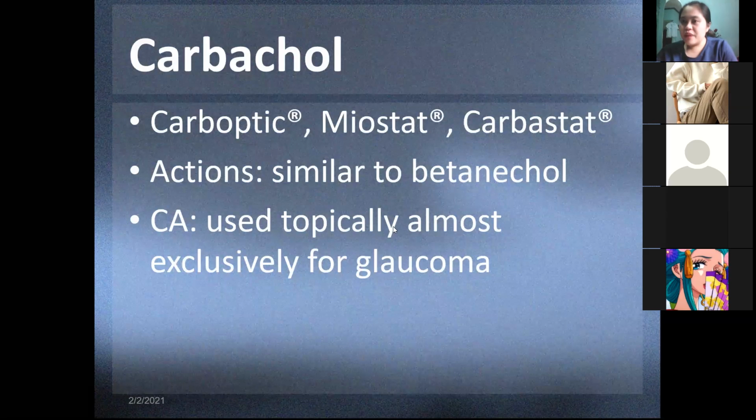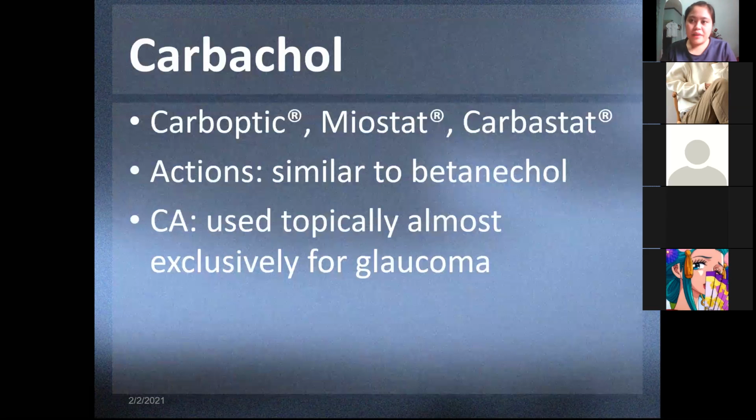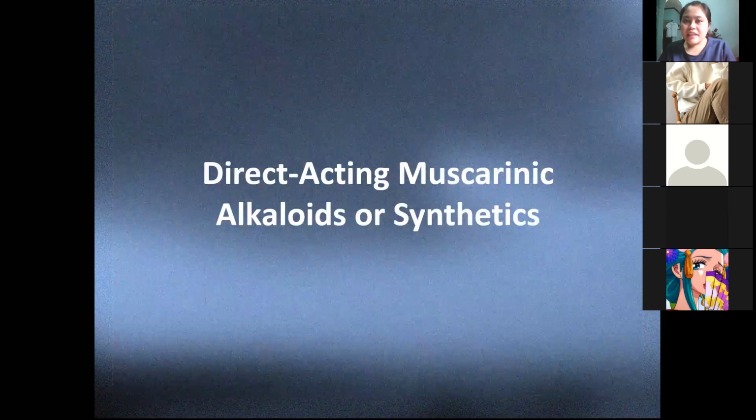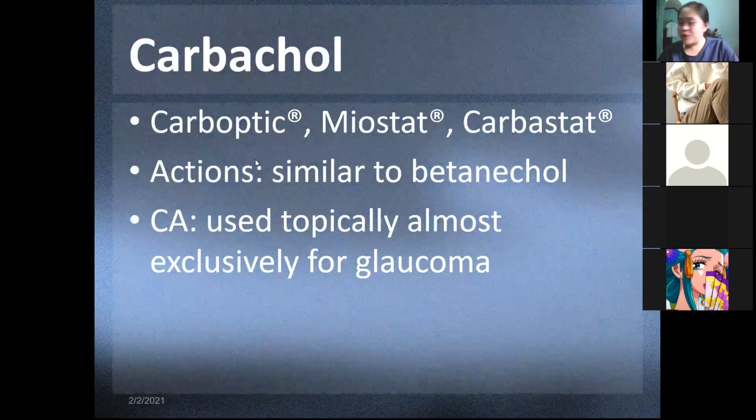Are you familiar with glaucoma? Anyone here who is familiar with glaucoma? I will end here. Next meeting, we will have the direct acting muscarinic alkaloids or synthetics. But before that, let's talk about glaucoma. Blindness. Yeah, in the eyes. It's a condition of the eyes.